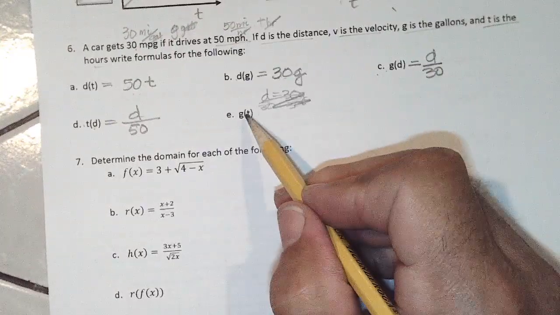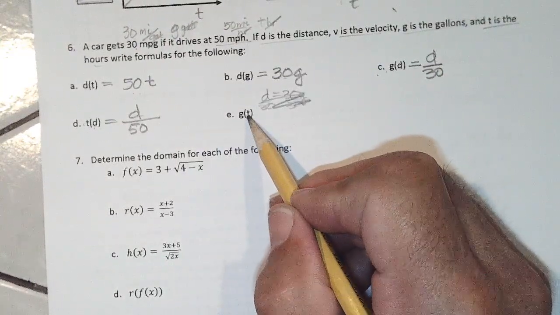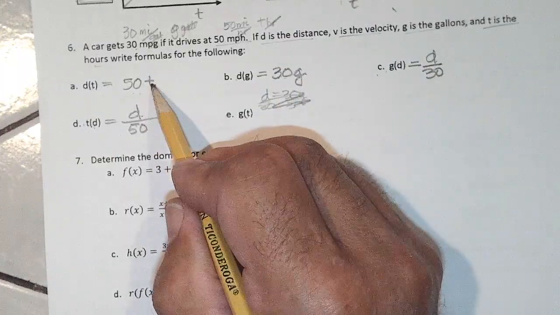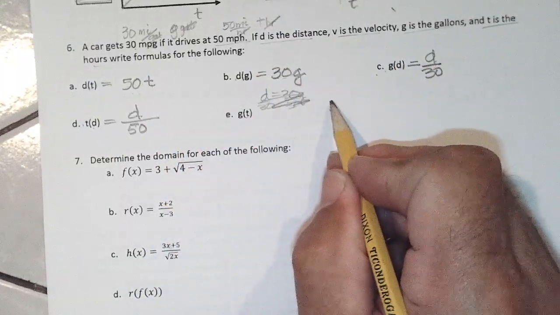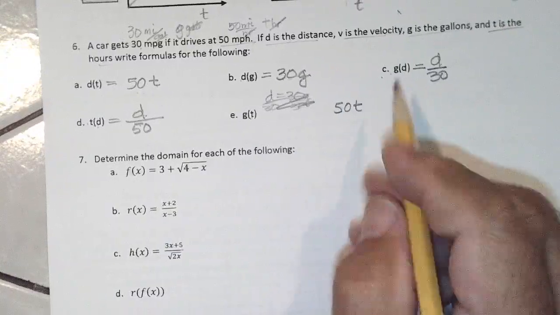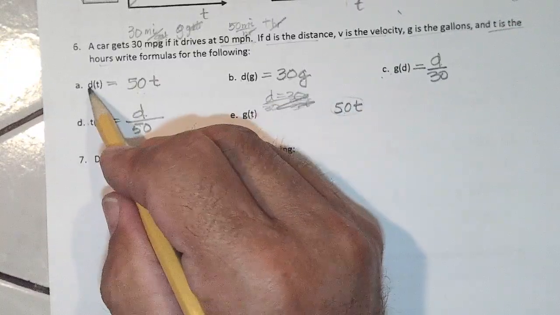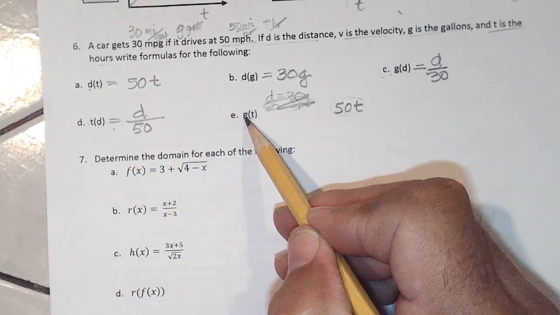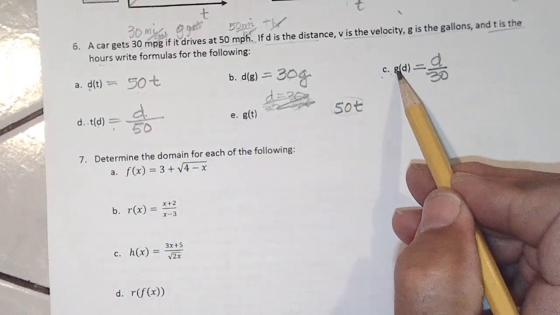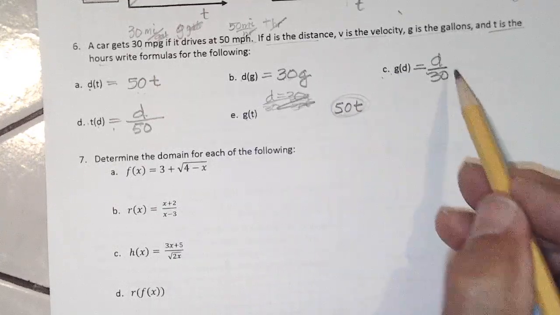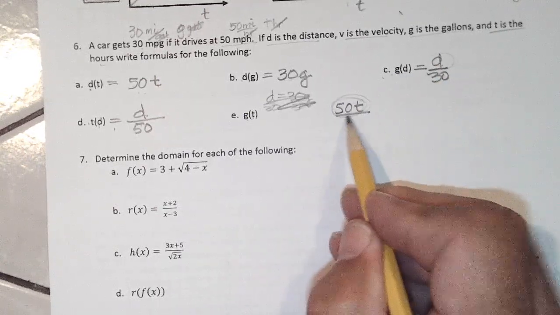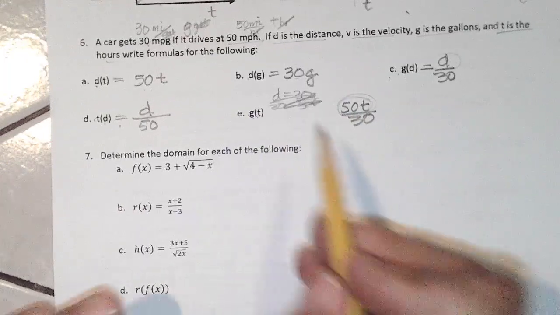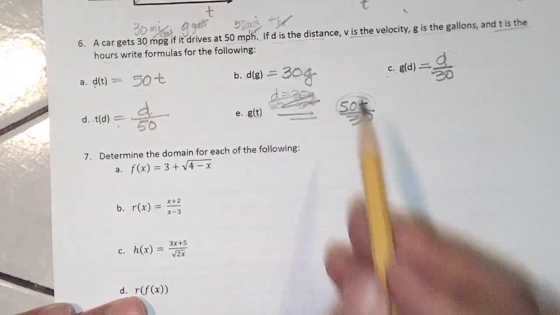Now the last one, I have to start with T. This equation starts with T, that one starts with G, that one has a D, that one has a D. So I have to start with this one. It's going to be 50T, and that turns into a D. Now, these both take D. Which one's going to return G? This one. So I have to take D and divide it by 30 to get G. And so that's the equation for this one.